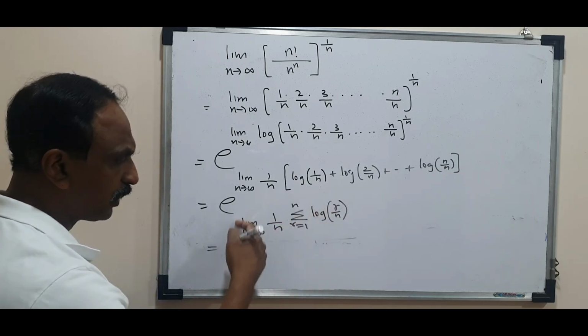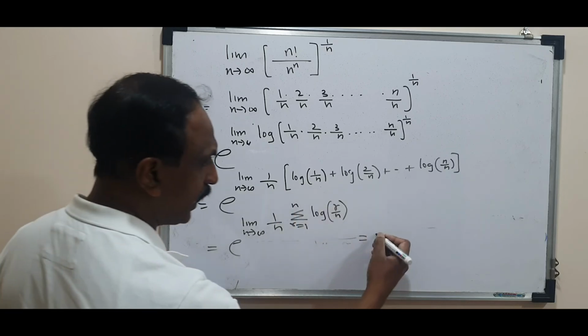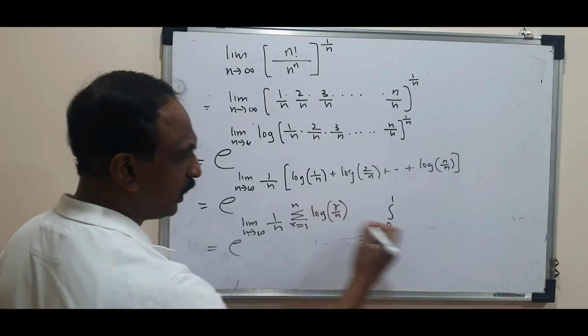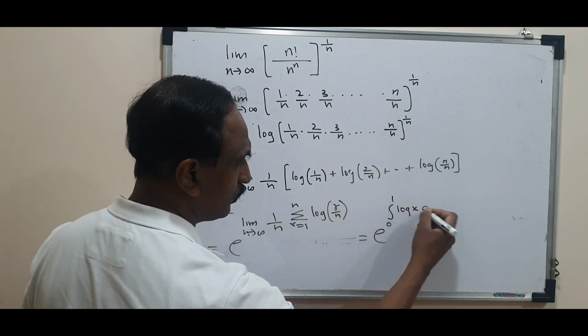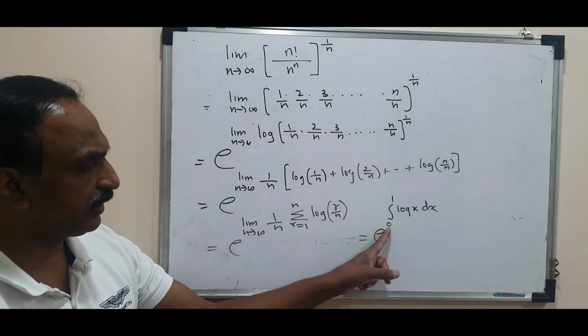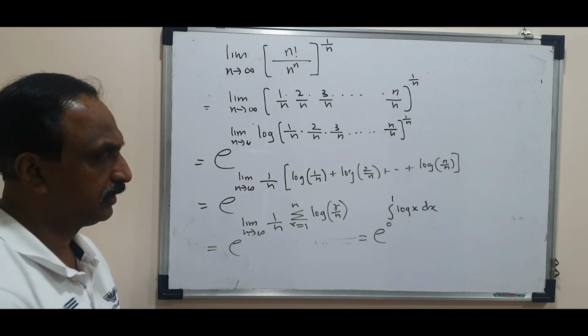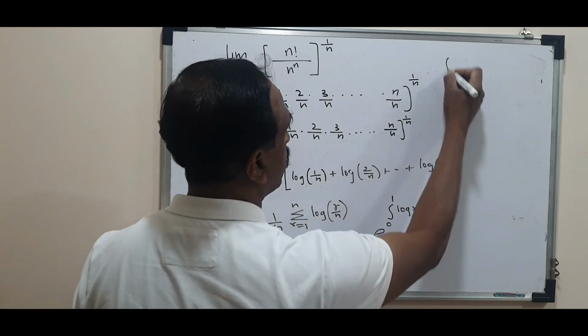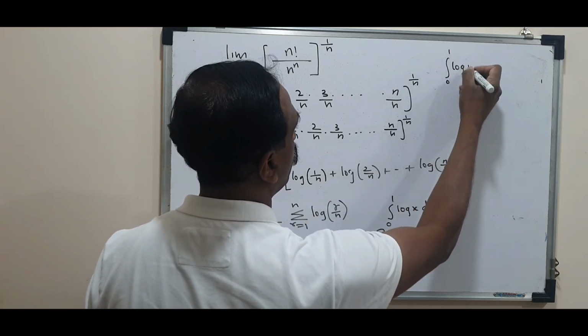This much is your formula. So I can write e raised to integral 0 to 1 f of x. F of x is log x. So your answer is e to the power integral 0 to 1 log x dx. Now we will integrate 0 to 1 log x dx. You know how to integrate 0 to 1 log x into 1 dx.